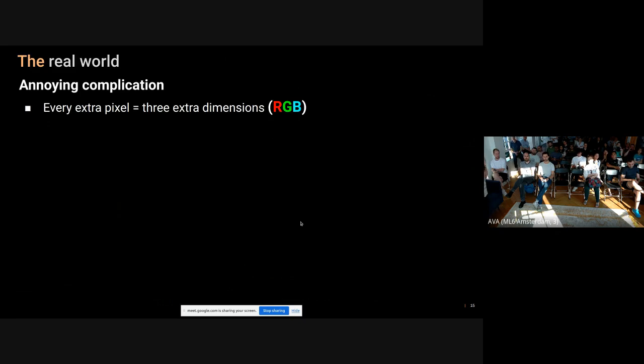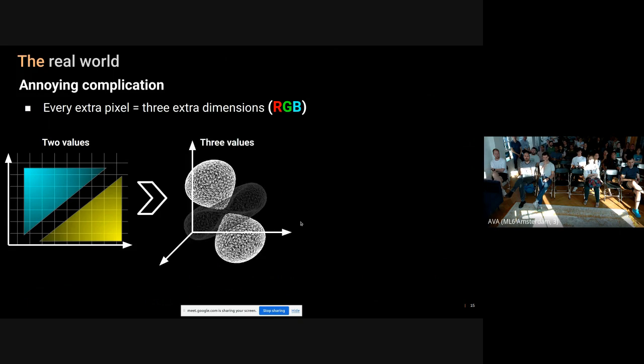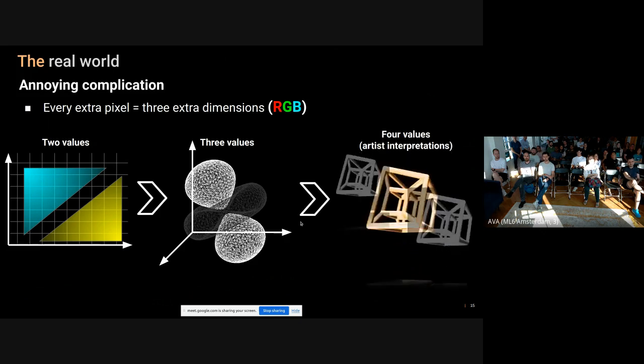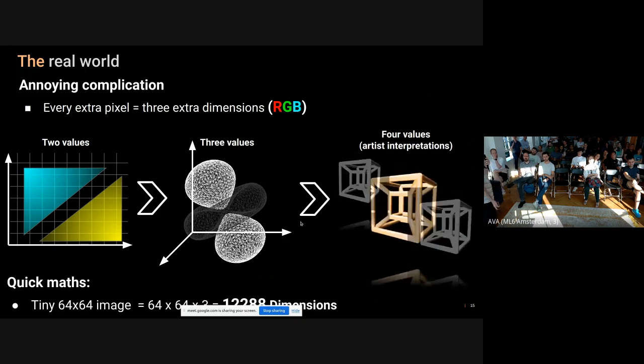So to scale it up, the real world has some annoying complexities, namely that for every pixel we actually add an extra dimension. So that looks a bit like this. So let's say we have 2 values as before. That gives us a distribution like this. 3 values becomes a bit harder in 3 dimensions. 4 values, no way to represent 4D space. We can't do that.